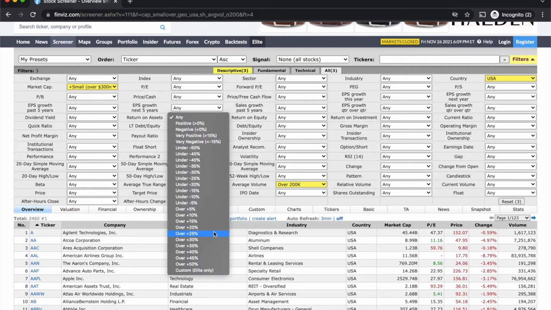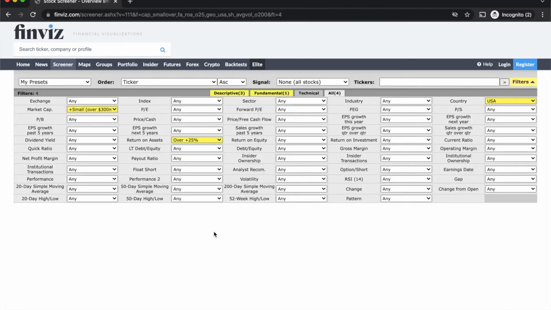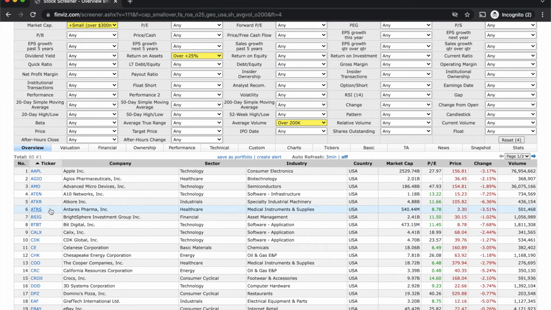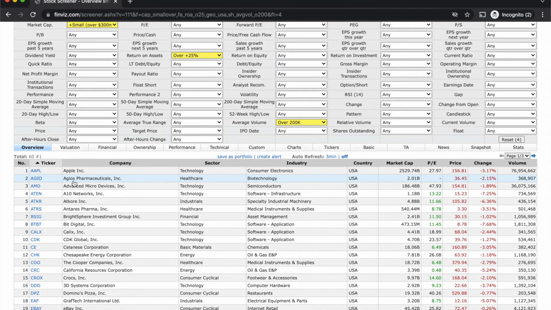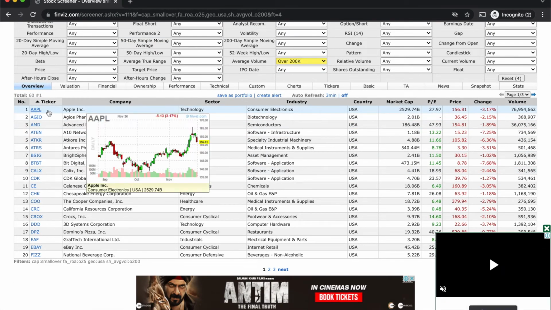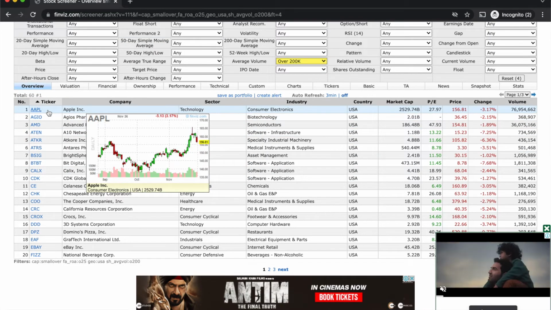Now here you can see that one of the filters is ROA, and as I said, I start with an approach of over 25% ROA, right? So if you see here, now only 60 companies are getting listed. Now let's go through some of the companies. Apple, do I need to explain further? We just did a simple filter, right? And the best companies will start getting listed here.